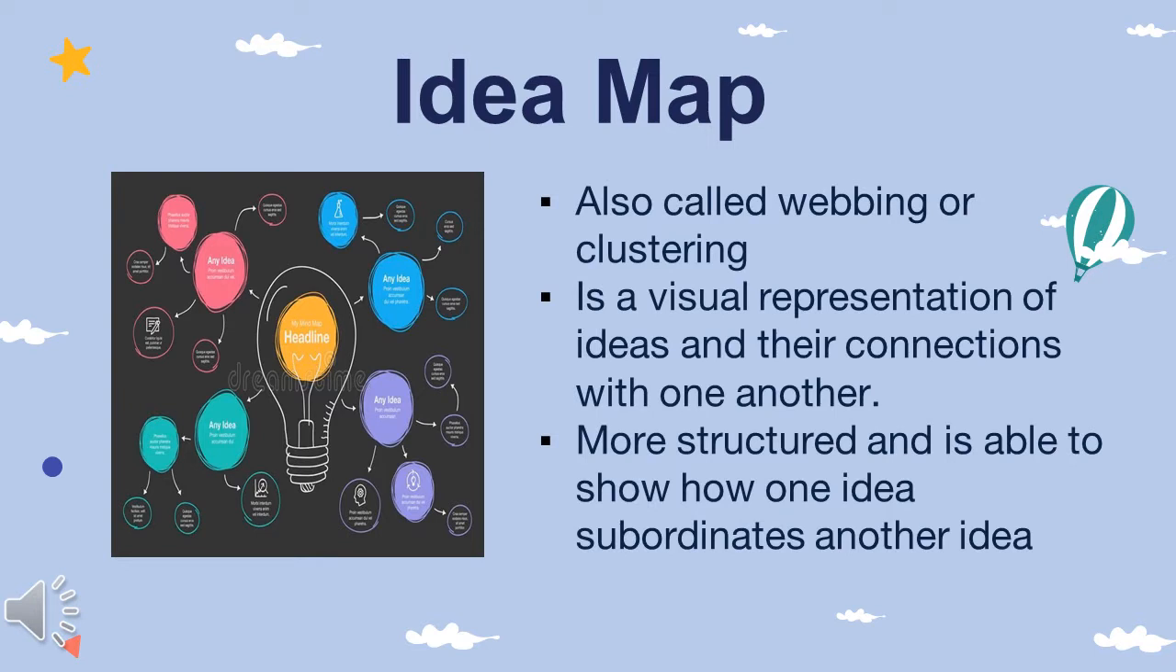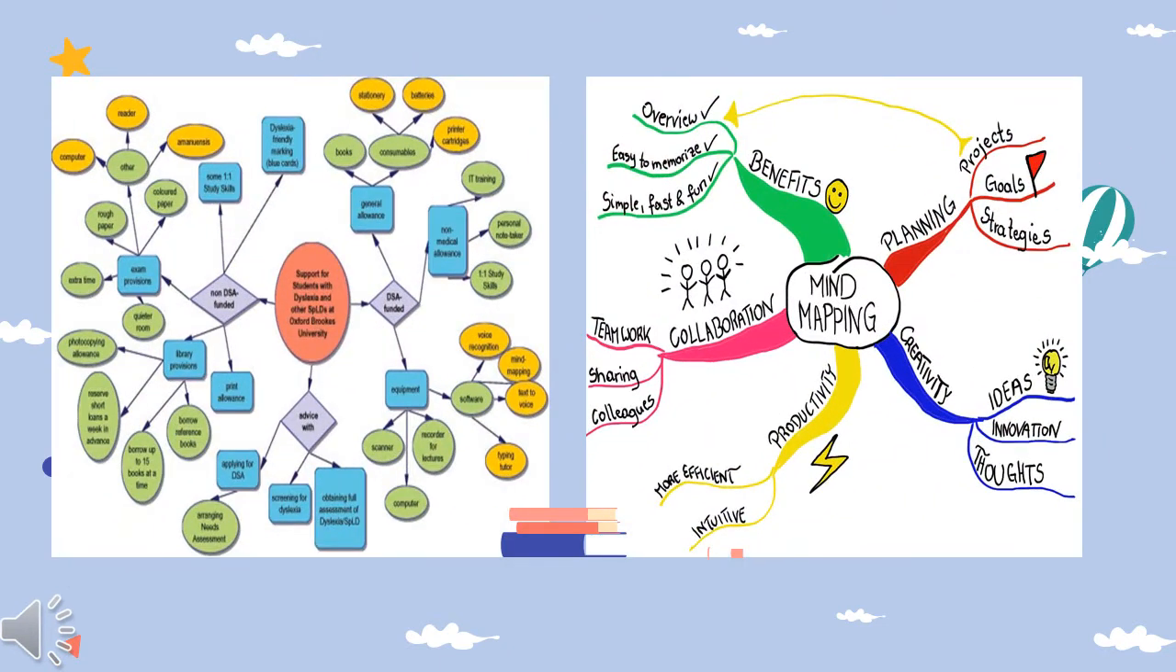The second kind of brainstorming list is what we call idea map. It is also called webbing or clustering. It is a visual representation of ideas and their connections with one another, wherein it is more structured and is able to show how one idea subordinates with another idea. This is an example of what we call idea maps.